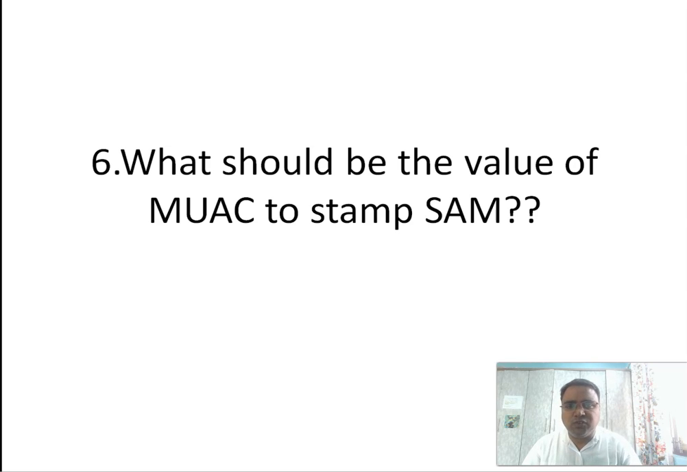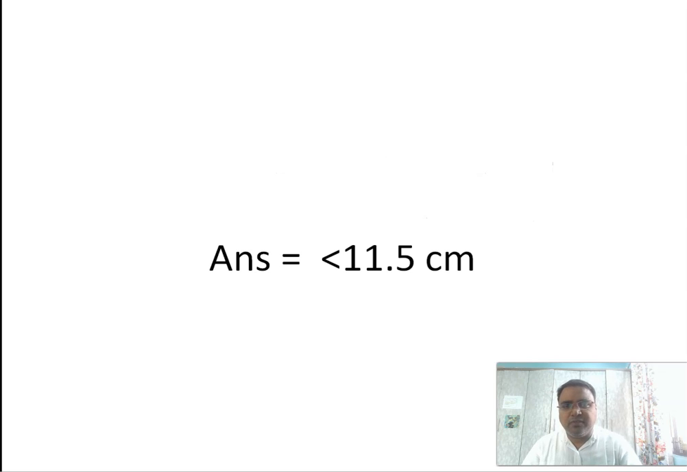Next question. What should be the value of MUAC or mid upper arm circumference to diagnose SAM or severe acute malnutrition? It's a very common question asked in exams. The answer is less than 11.5 centimeter. As we know, if it is more than 13.5, it is normal. If it is between 11.5 to 12.5, it is MAM or moderate acute malnutrition. If it is less than 11.5 centimeter, it is called SAM.